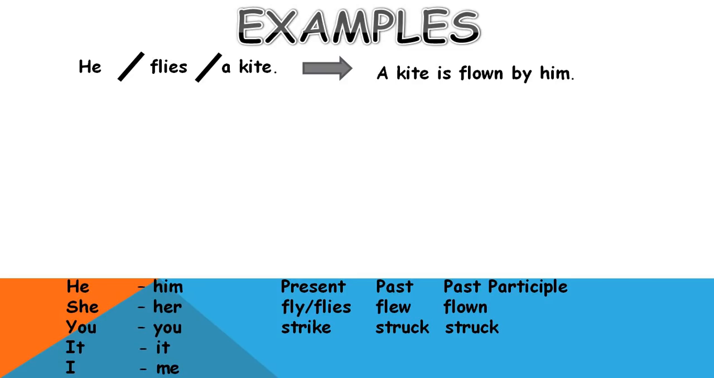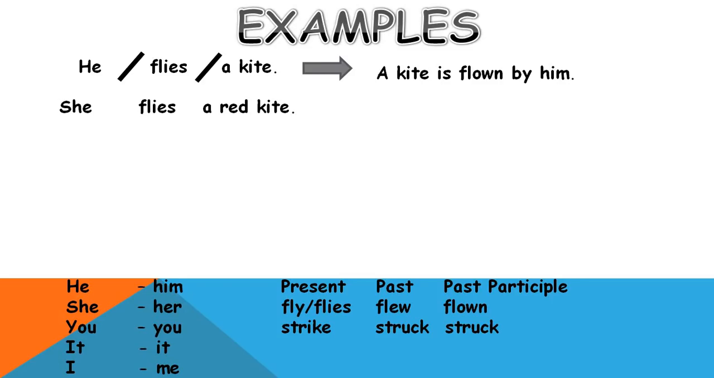So a kite is the object. When you have an object, any words associated with the object should also be considered as part of the object. In this case, a kite. In the previous example, it was just kite: he flies kite. In this example, it is a kite. So bring the object in the front, that is a kite. You add is, the past participle of flies, that is flown. You add by, and he becomes him.